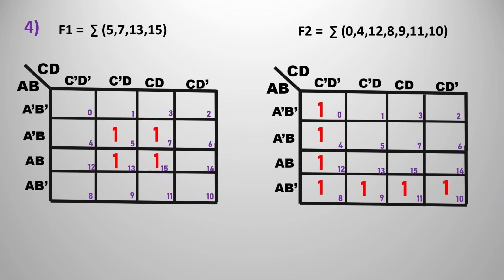In the first one we can make a group of 4 ones at a time, because we can make groups only in powers of 2. Now consider the next one, where you have to fill in the positions 0, 4, 12, 8, 9, 11, 10. After filling those min terms, the K-map for the final SOP expression will look like that.